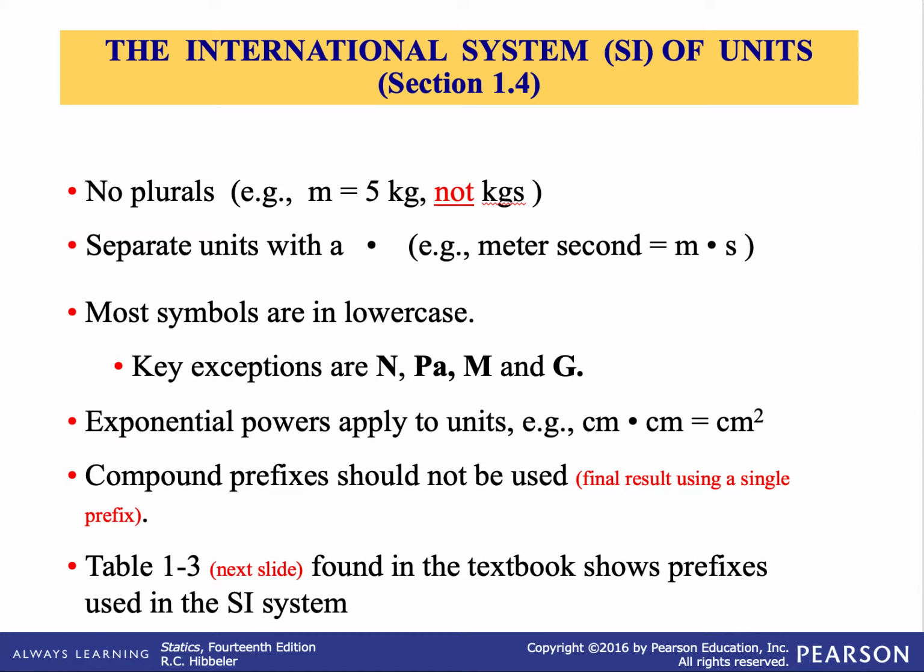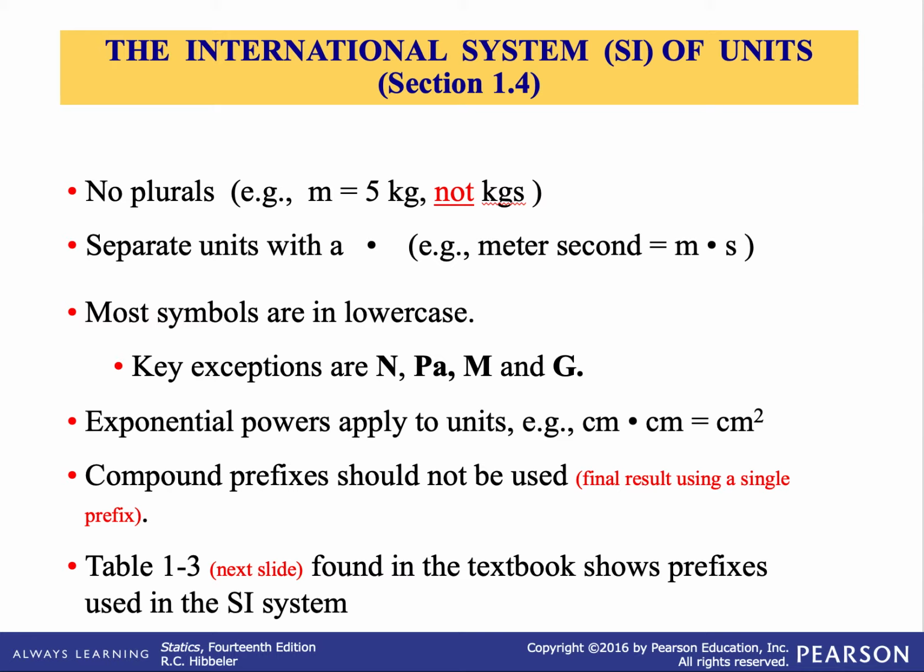So this is a list of rules. First, no plurals. So if you have a mass of 5 kilogram, you just put 5 kilogram without the S at the end. You need to separate the units with a dot. So if you have 2 different units, let's say meter multiplied by seconds, you have to have the dot in between them, because if you did not, ms alone without the dot is going to give us the impression that this is microsecond. And that's not what we want to have.